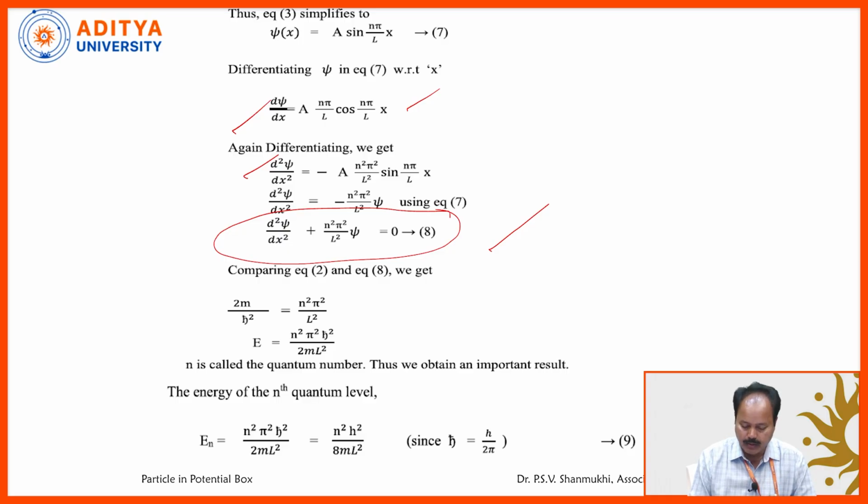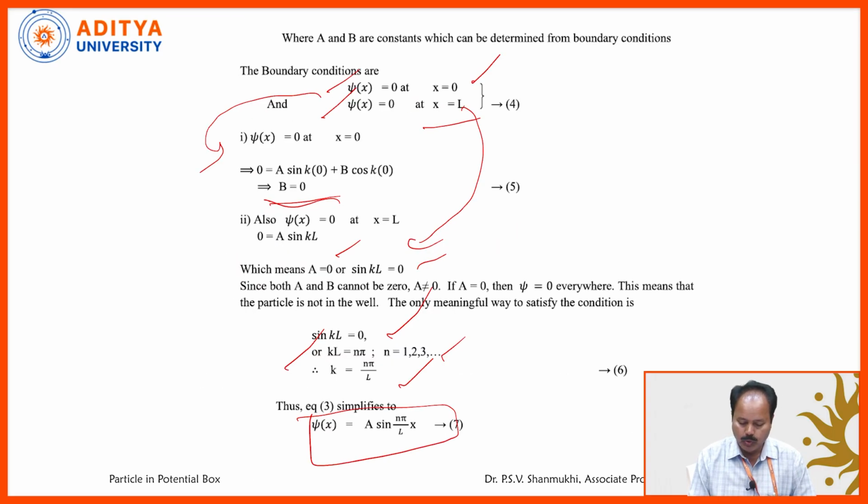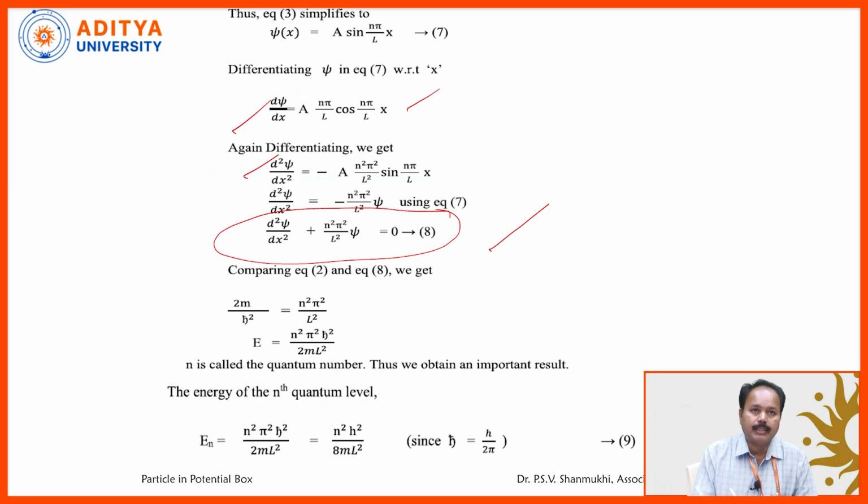You equate this to equation number 2. So what do you get here? Equation number 2, that is 2m E by h cross square is equal to n square pi square by L square. From that, E is equal to n square pi square h cross square by 2m L square. So you give different values to n, you will get different energy values.